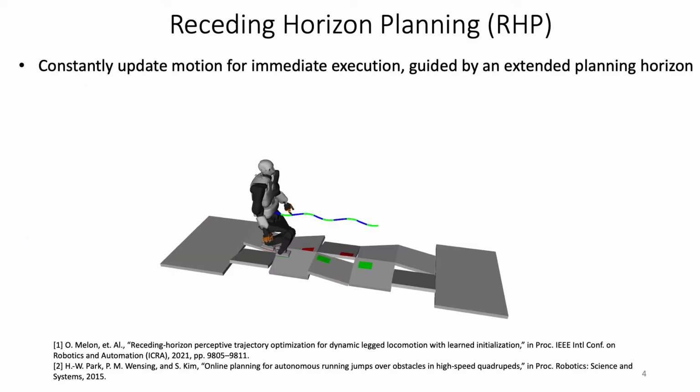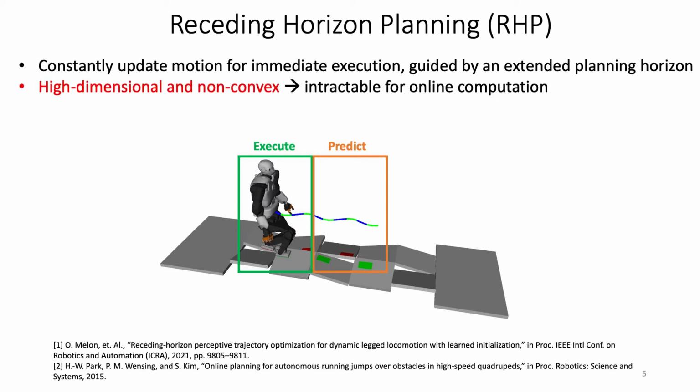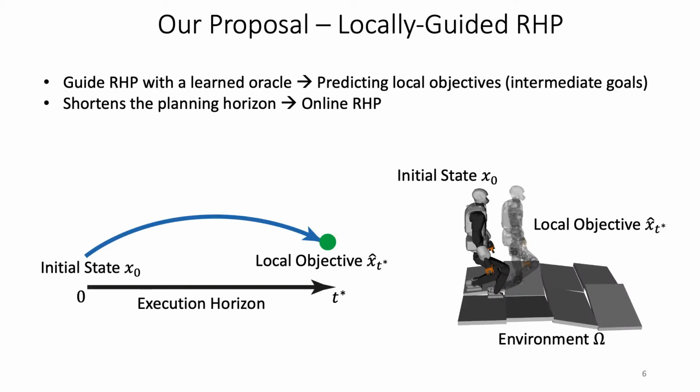Receding horizon planning aims to constantly update the motion for execution, guided by the planning of an extended horizon. However, this can lead to a high-dimensional and non-convex problem, which is intractable for online computation. In this work, we propose to guide the execution horizon with a learned oracle that can predict local objectives as intermediate goal states. This allows us to shorten the planning horizon and achieve online RHP.